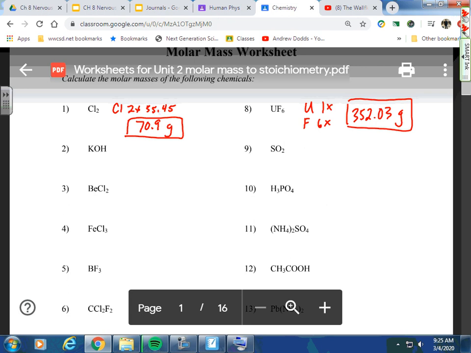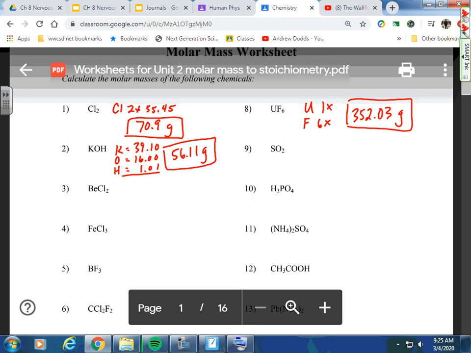All right, so number 2, KOH. Every capital letter is an element. So there's a K, there's an O, and there's an H. So if I look up K just one time, that is 39.10. O is 16.00, and H is 1.01. So if I add those up, what do we get? Right? Everybody got that?